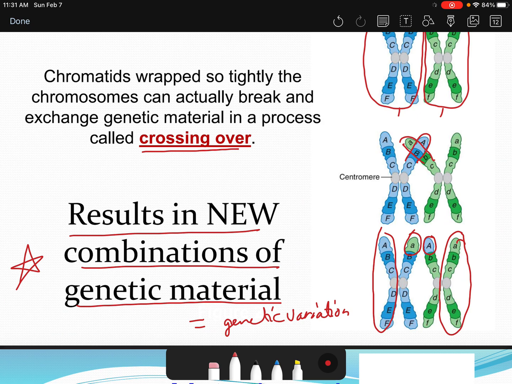That can still happen in the same family. It just depends on how many of these crossing over events occurred, because that can give you whole new combinations of genes that your siblings didn't have, because they had different crossing over events when the egg and sperm were going to be forming for them.